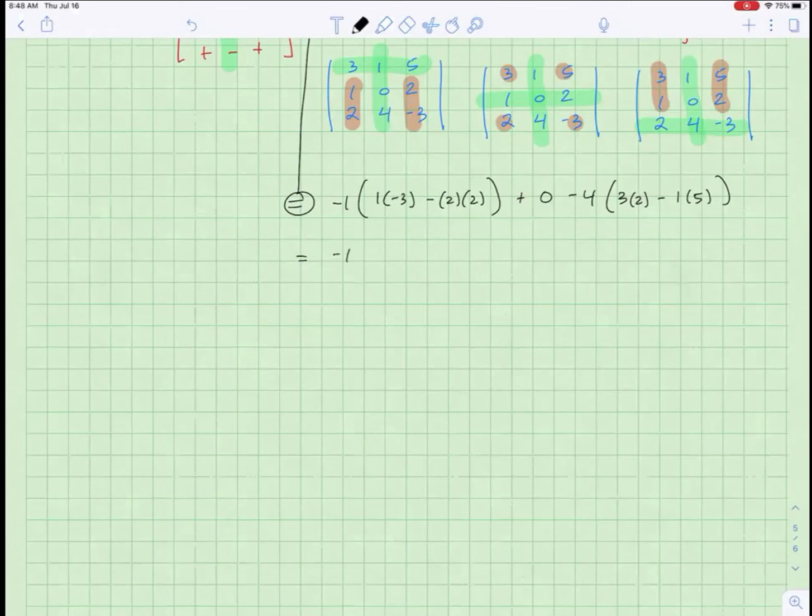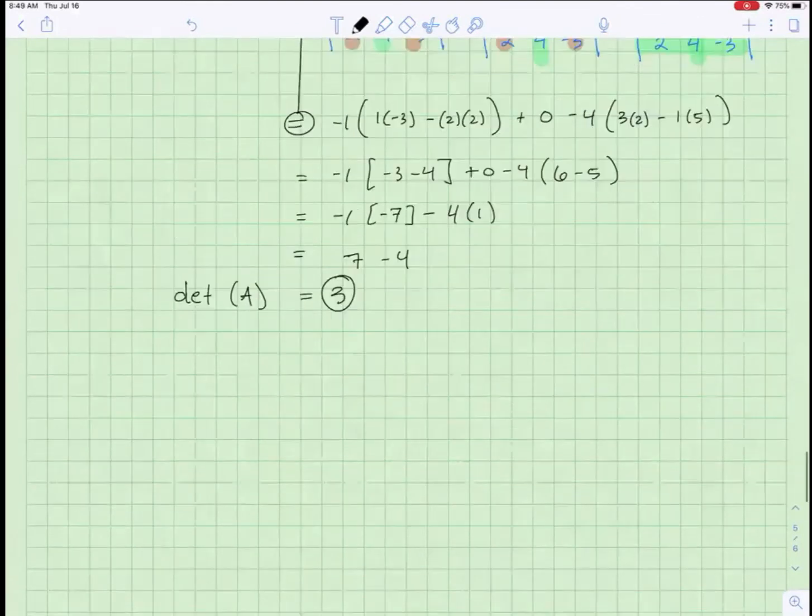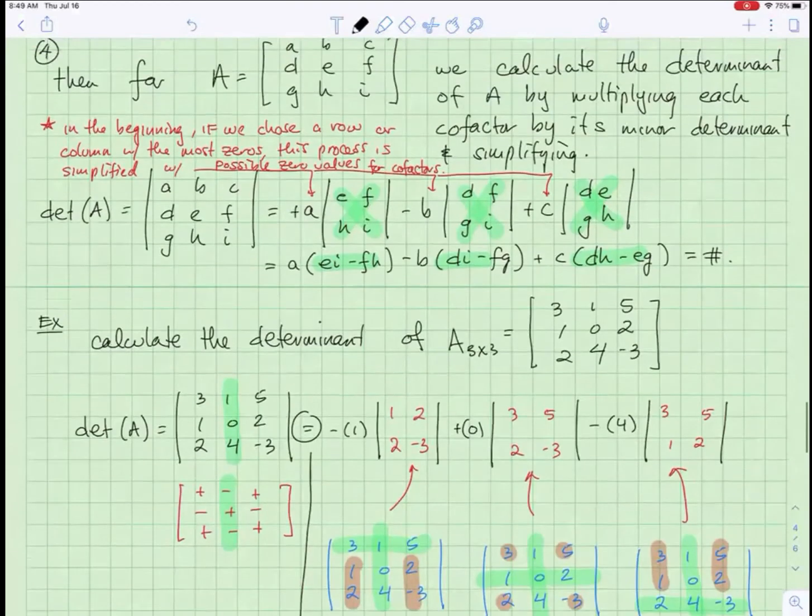This is equal to negative 1, and this is negative 3 minus 4, plus 0, minus 4 times 6 minus 5, which is negative 1 times negative 7, minus 4 times 1, which is 7 minus 4, and the determinant is 3. And that's cofactor expansion for a 3 by 3.